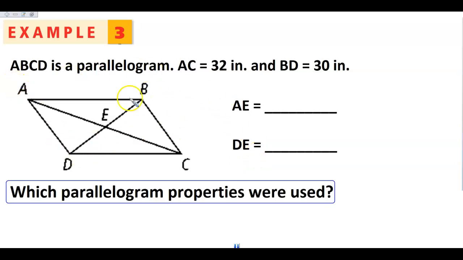We were told that ABCD is a parallelogram. This whole diagonal is 32, and this whole diagonal is 30. Well, remember that in our parallelograms, again in that left-hand box, we're going to write that diagonals bisect each other.